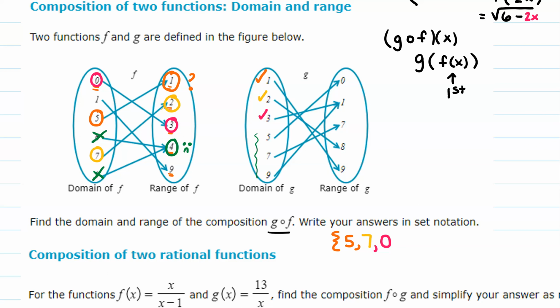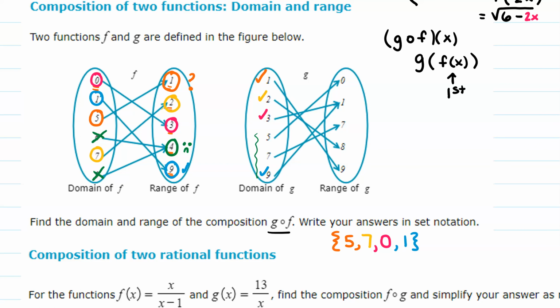Okay, so now let's look at one last one, 9. Is 9 allowed in g? Yes. So 1 is allowed in the composition. So the only numbers that we can put into f that lead to something that we can also then put into g are 0, 1, 5, and 7. Order doesn't matter in set notation.